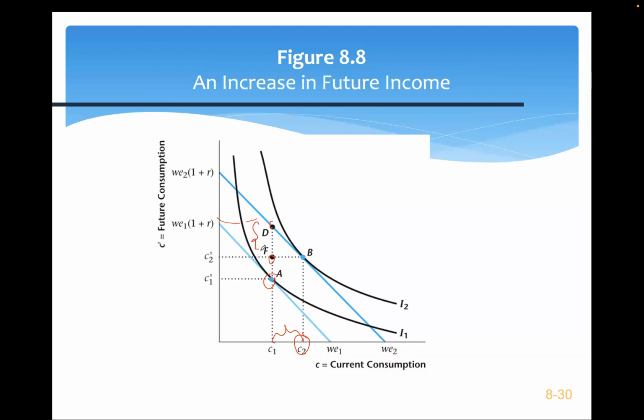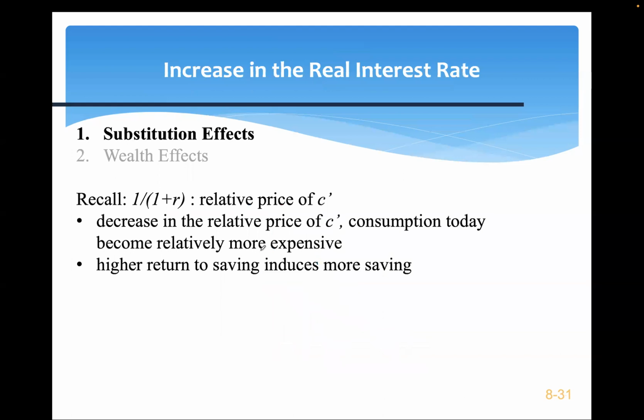All right, so this is how increase in future income affects your consumption. Now we go to the third example. This is a little bit more complex, right? So we're going to study what happens if there's an increase in real interest rate. If there's an increase in real interest rate, there are going to be two impacts.